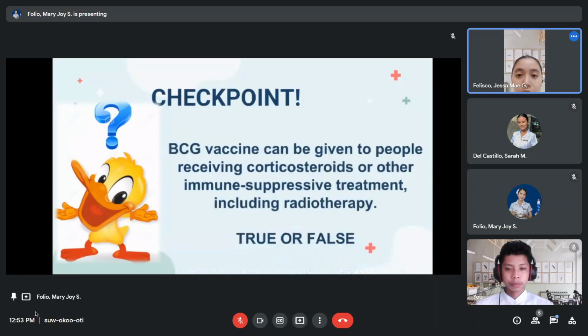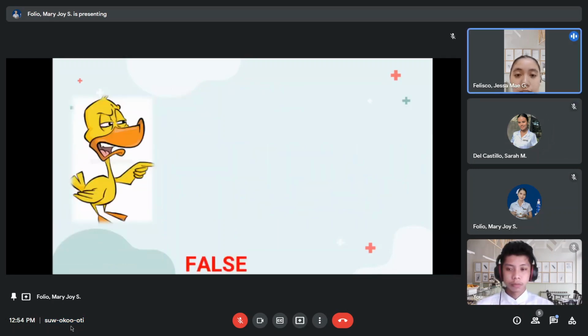Okay, another one. This is true or false. So, BCG vaccine can be given to people receiving corticosteroids or other immune suppressive treatment, including radiotherapy. So is it true or false? Anyone can answer. I'll answer. The answer is false. Okay, thank you. So let us check. Okay, very good. So the answer is false. So it cannot be given to people.